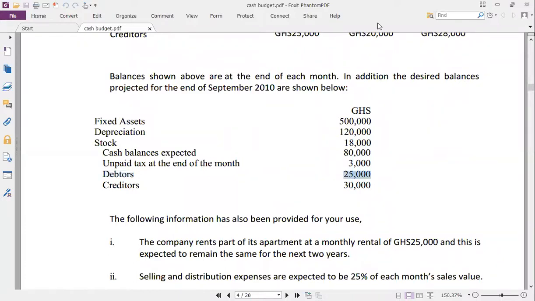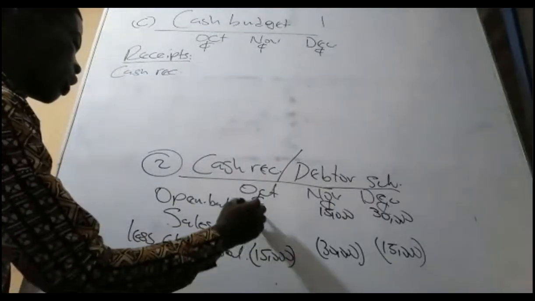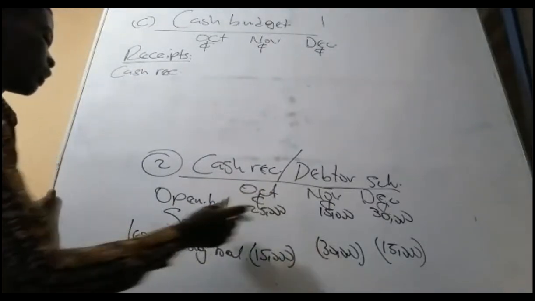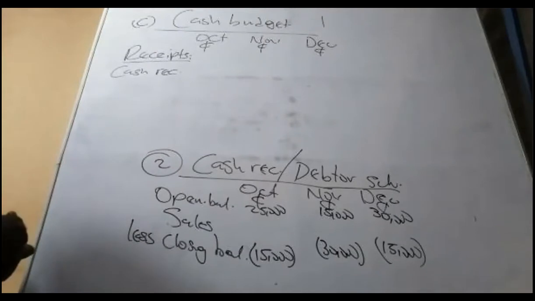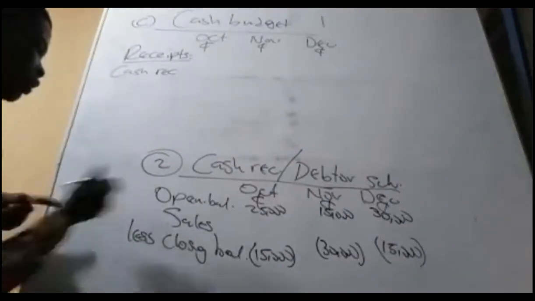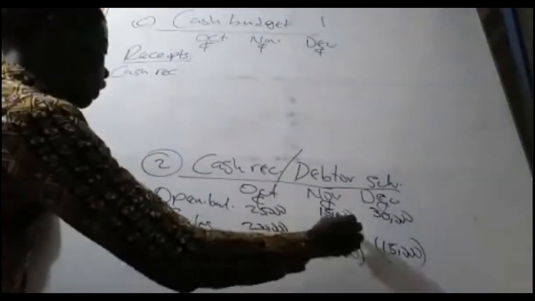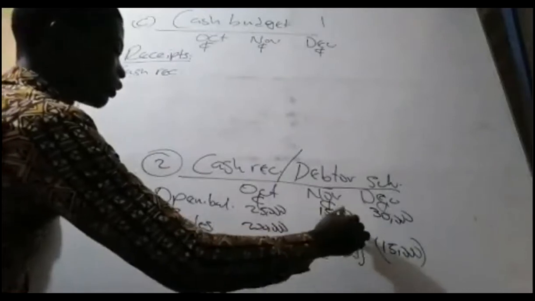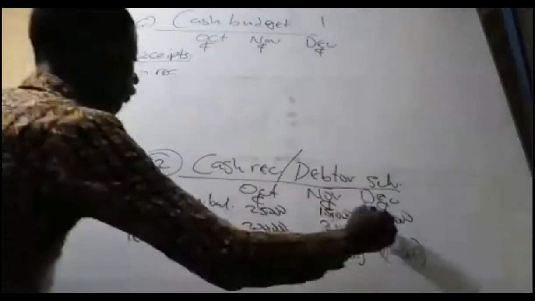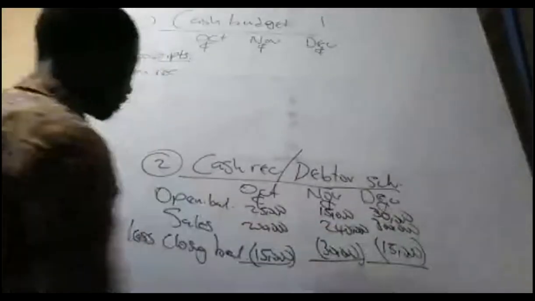Great. So let's go and then bring it in. So 25,000. So I write 25,000 here. What is left is the sales figure. So let's list the sales figures in. Sales, we have 200,000. We have 240,000 coming from our first workings. Then we have 300,000. So this will give us the cash received.